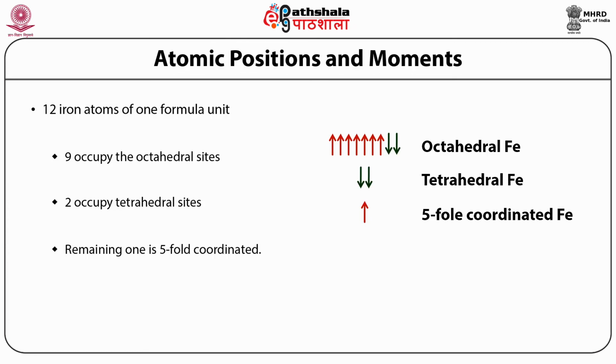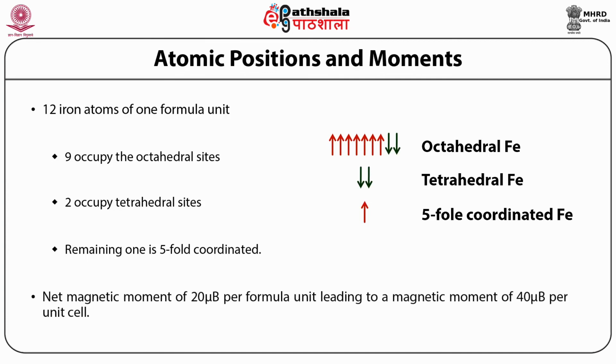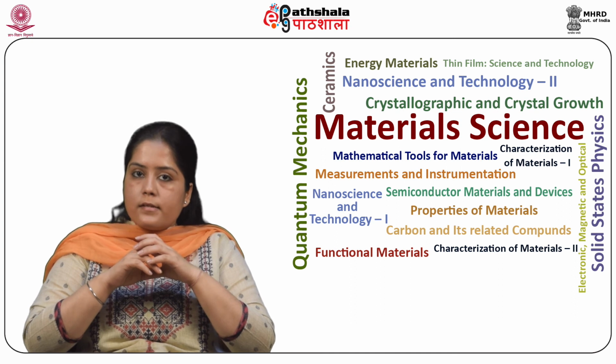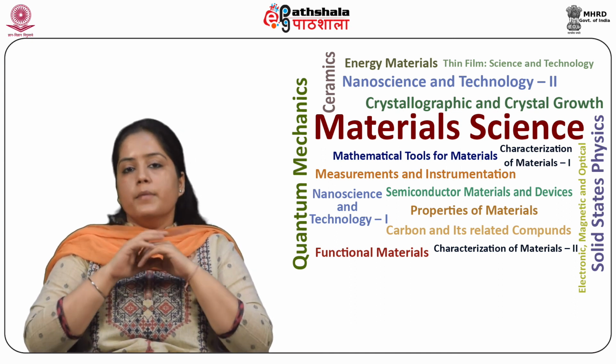As we saw earlier, each Fe3+ ion has a spin magnetic moment of 5 mu B. So, simple mathematics gives us a net magnetic moment of 20 mu B per formula unit, leading to a magnetic moment of 40 mu B per unit cell. So students, let us discuss its magnetic behavior.